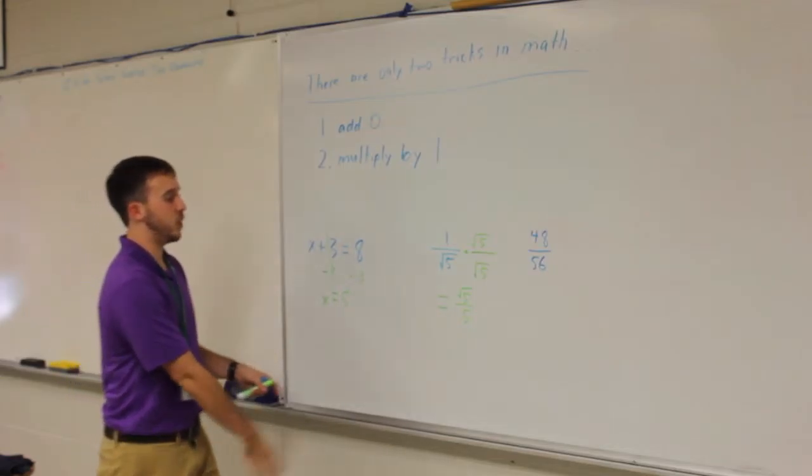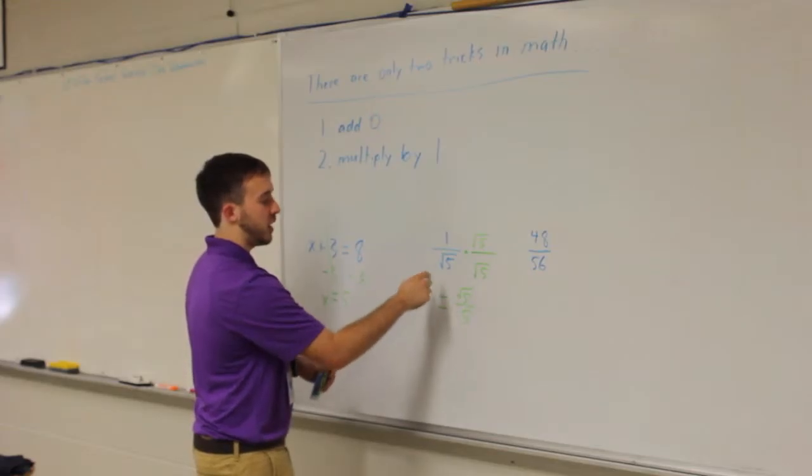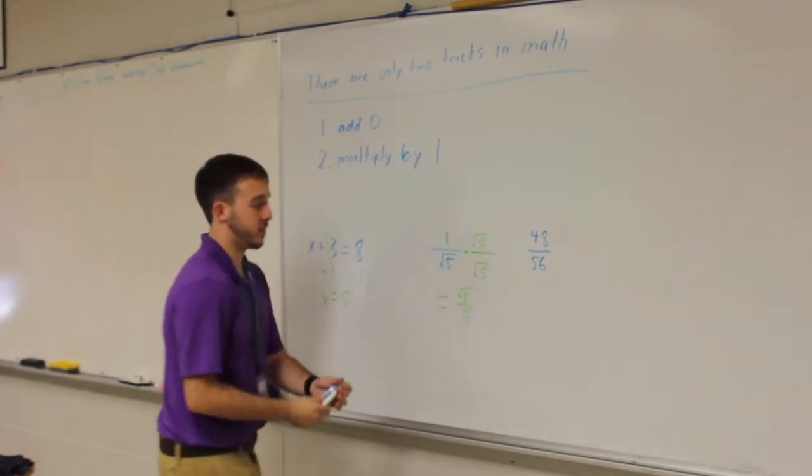Now maybe you're watching this video and you haven't got to this if you're in Algebra 1 or Algebra 2 yet. Don't worry about it. Just understand that in order to get this radical out of the bottom, I just multiply by 1.